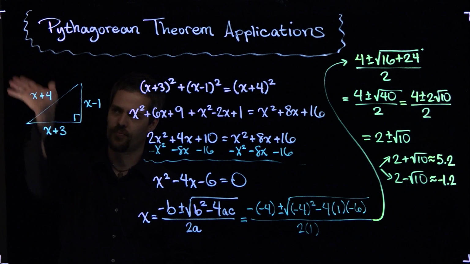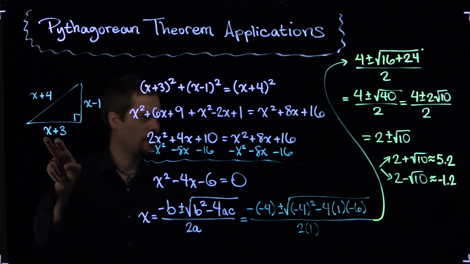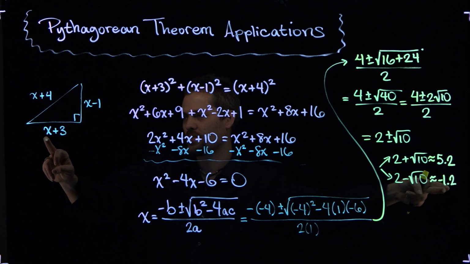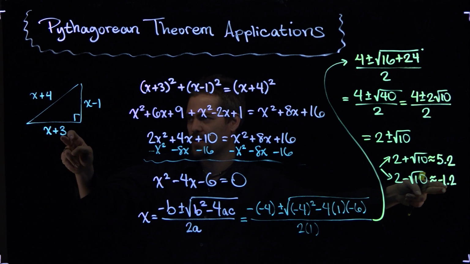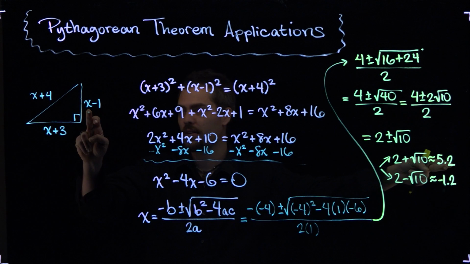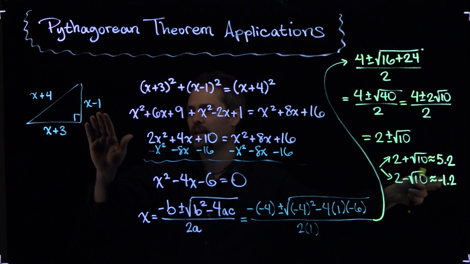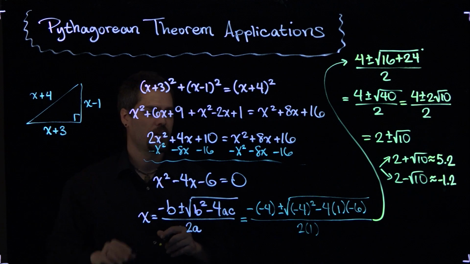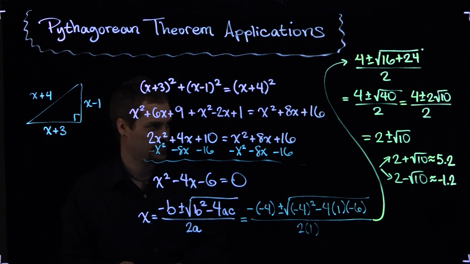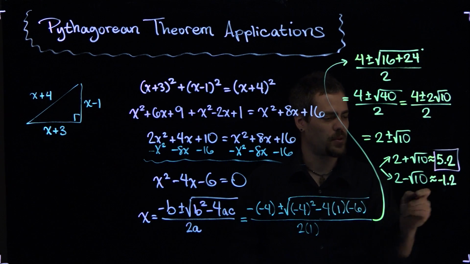So recall that every length has to be positive, right? If I look at the x plus 3 and I put in a 5.2 for x, that would be OK. And if I put in a negative 1.2 for x, that would still be OK. This would be a positive value. If I look at the next one, if I put in a 5.2 for x, that'll be OK. If I put in a negative 1.2, now I'm in trouble because I end up with a negative number. So what I'm going to say is that the negative 1.2 is extraneous for this problem. The only solution I have then is x equals 5.2.